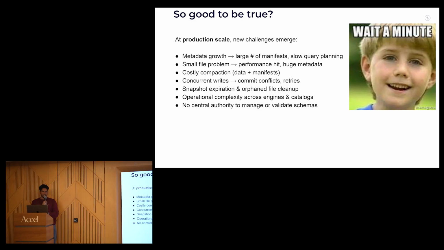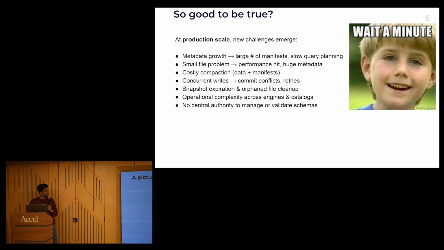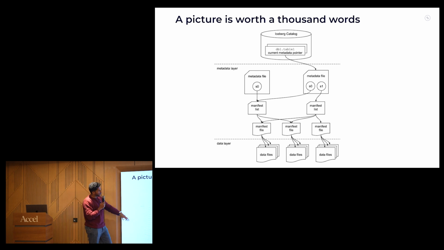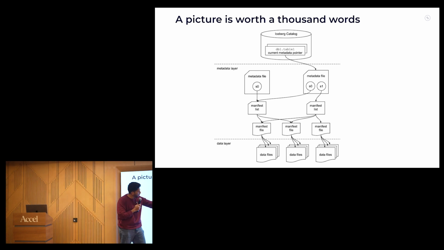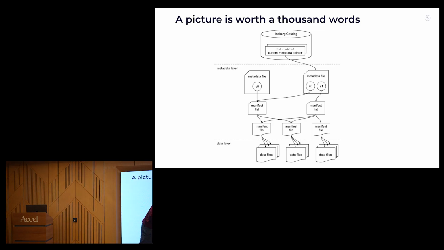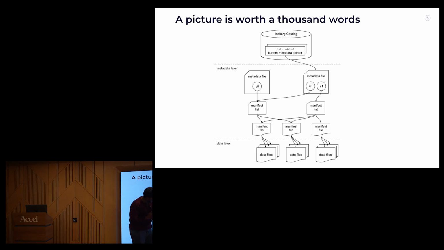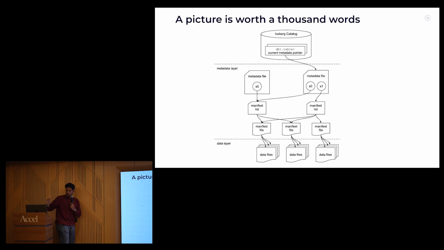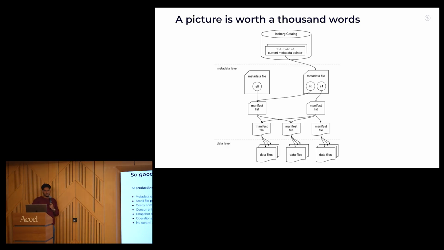The first one is metadata growth. If you look at this tree again, snapshot 1 was created based on snapshot 0 plus the extra data files you added. These two manifests were present here, and the third manifest was added with the new data files. That's S1. So you keep adding manifests, and the manifest count you need to get keeps increasing.